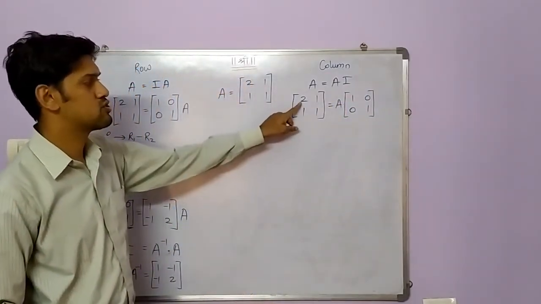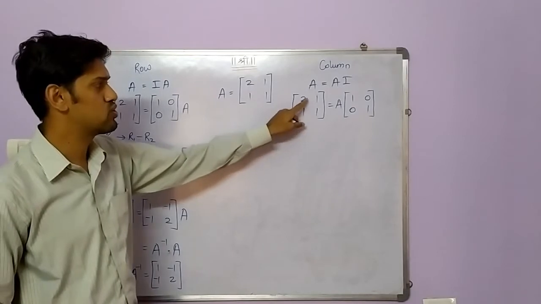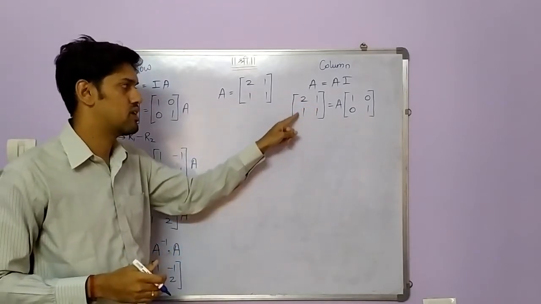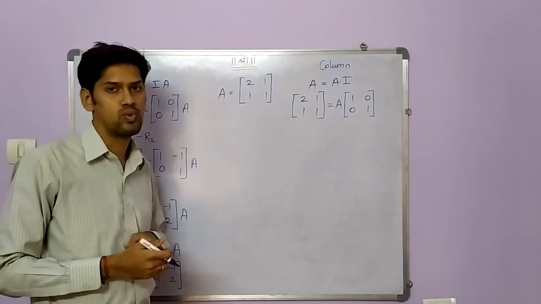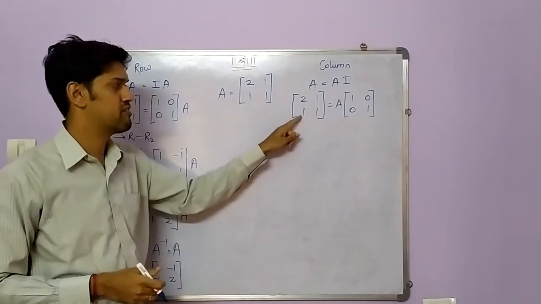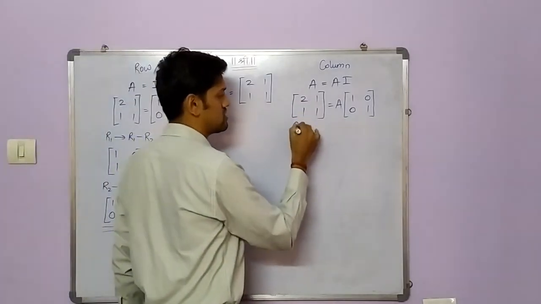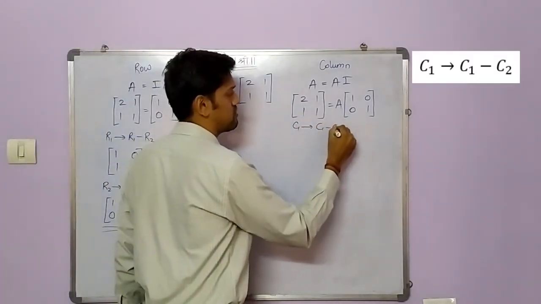The target is to make this as 1. So I can do 2 minus 1. Remember, you can always divide the first column by 2, but that will give me a fraction here, so I am not doing it. What I will do is C1 as C1 minus C2.